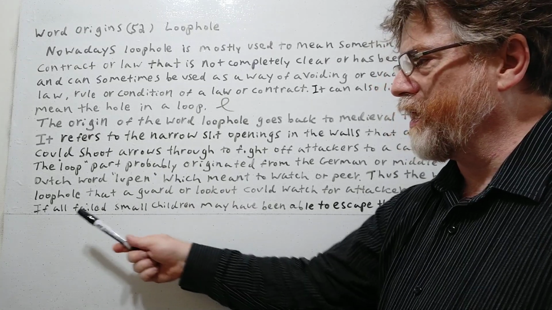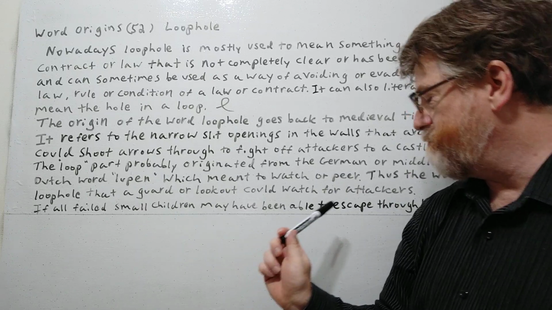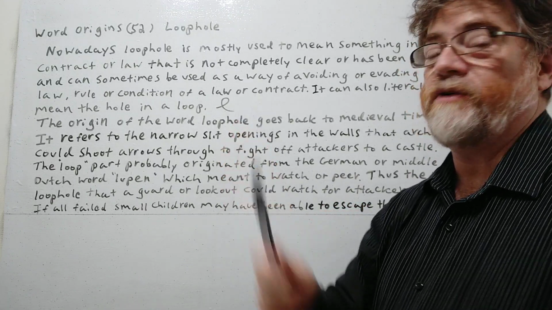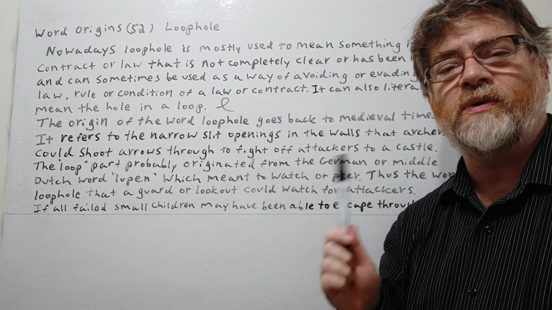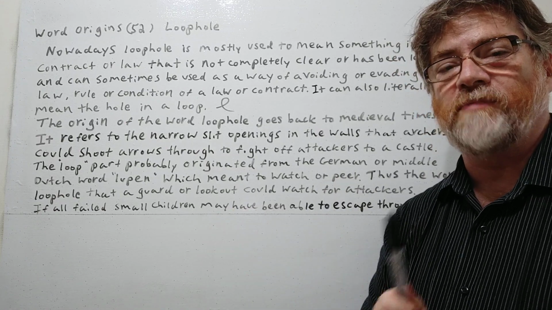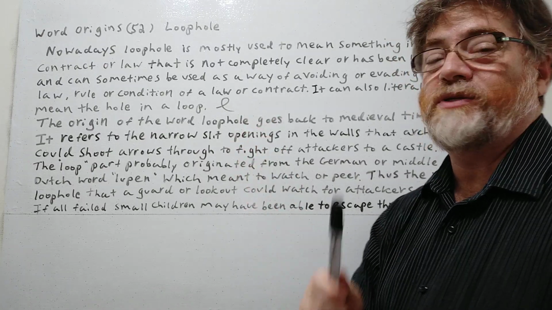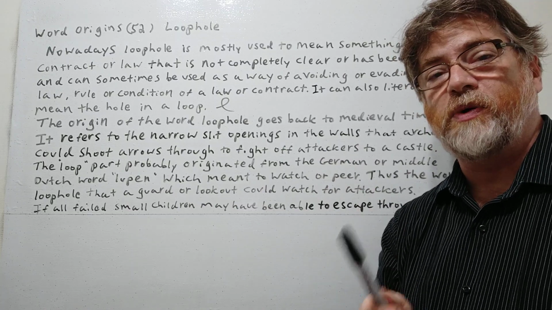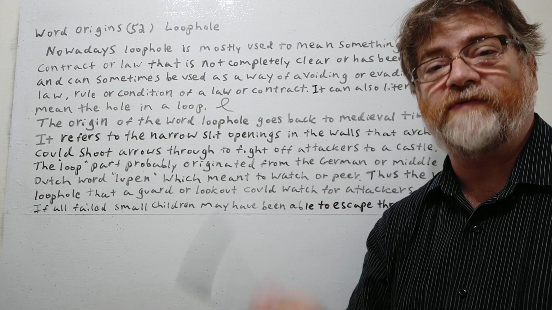If everything else failed, small children may have been able to escape through loopholes too. That might go back to the idea about a contract. It's a way of escaping. It's this small little hole that you can escape through the contract. There was something missing that you could just get out of it from. So maybe that was the connection to eventually have the meaning about laws or contracts. You find a loophole in the law, or you find a loophole in the contract, so you can get around it. You could avoid it. You could evade it in some way.